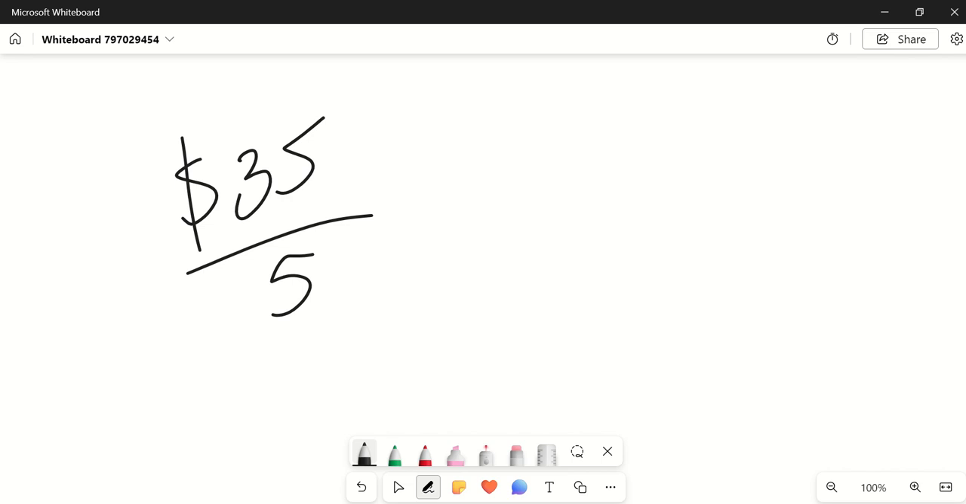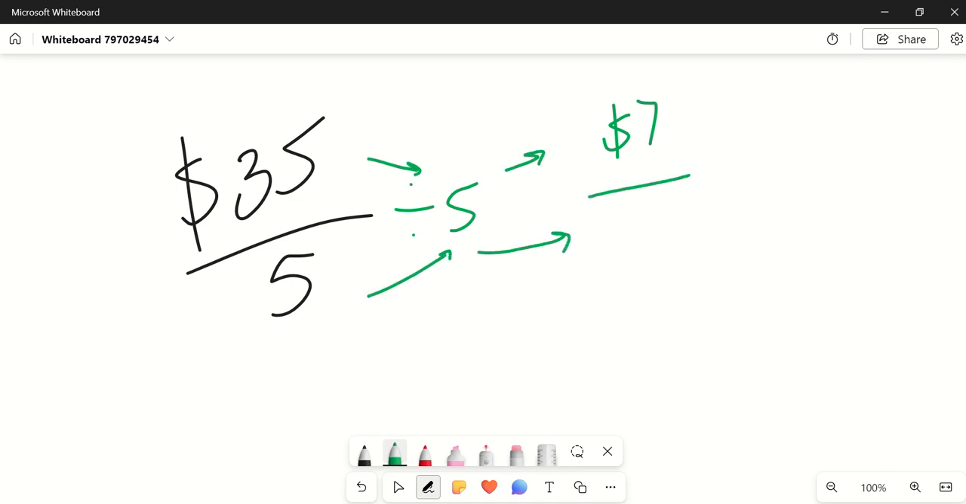In order to make this a unit rate, we're going to divide both by 5 in order to make this out of 1. When I do that, that will give me 7, because 35 divided by 5 is 7. 5 divided by 5 will be 1. So this is a unit rate now, where one of the numbers is 1, and it's basically saying every 1 hour they're being charged $7.